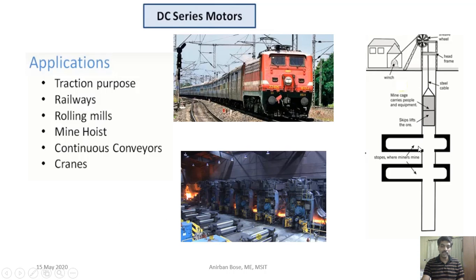Here you can see another example, for mine hoisting purposes. Coal or other minerals, when they are taken out from the underground, require a huge torque. Continuous conveyors and also cranes use DC series motors.